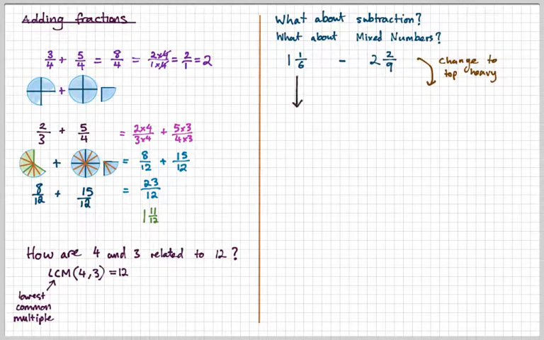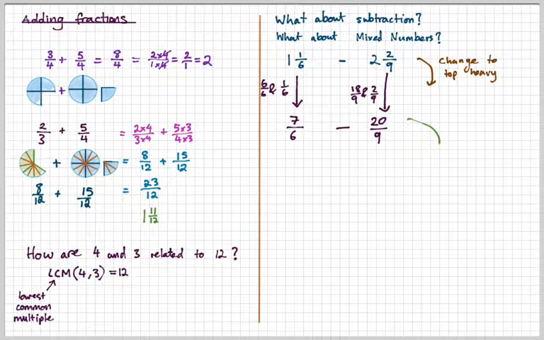So you should get that 1 1/6 is 6 sixths and 1 more sixth, so this is 7 sixths. 2 2/9 is 18 ninths and 2 ninths, giving you 20 ninths. So we're doing 7 sixths, take away 20 ninths. Right, what's the next thing we do?